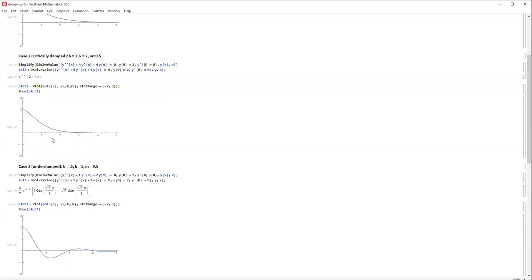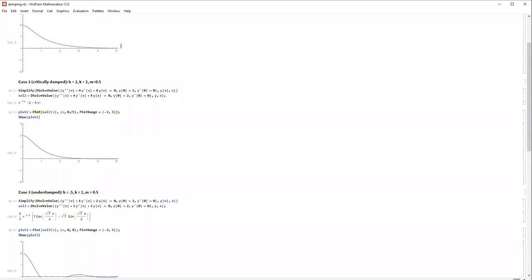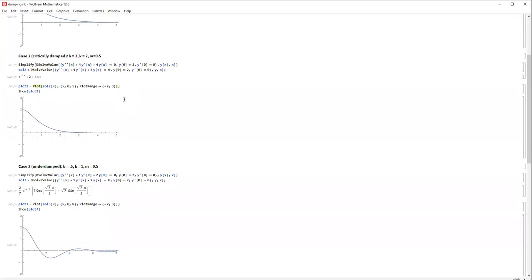For example, you can see here, it's a little bit hard to see, but we're actually below the x-axis. While here, we're always above the x-axis. So the fact that we have an x there changes things a little bit. But still, we don't get oscillations.